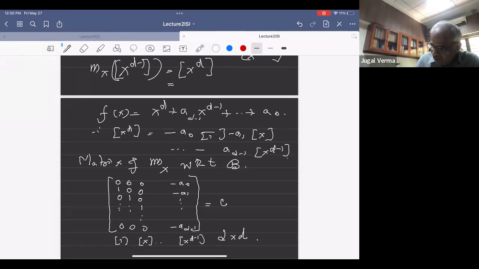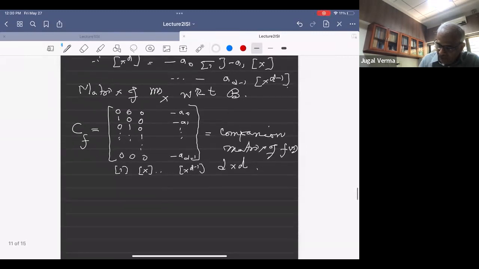This is called the companion matrix of the polynomial f(x). Okay, so C_f. This is the companion matrix of the polynomial f(x). Exercise for tutorial: the determinant, or the characteristic polynomial, of the companion matrix.